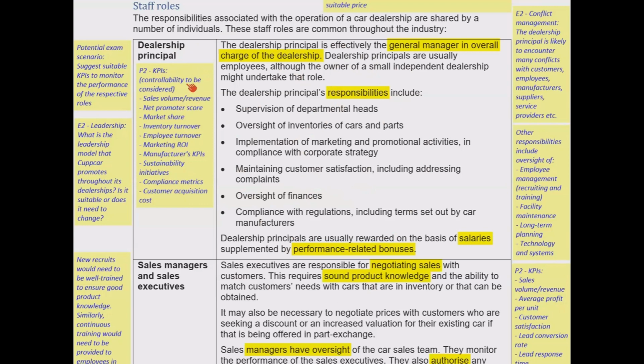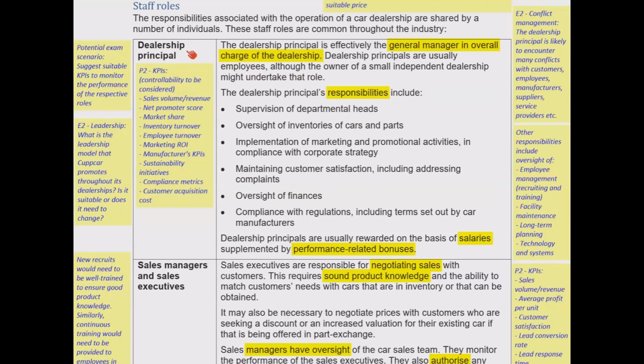And here are quite a few that we have considered. So these are good ones. Inventory turnover, for example. Compliance metrics is about, is this dealership complying with the manufacturer's stated performance targets in that dealership agreement? Very important. So you need to consider, what if in Cuppcar, the actual role of this person is a bit different? What kind of KPIs would you then set based on their specific responsibilities?